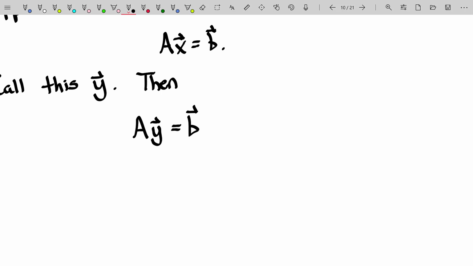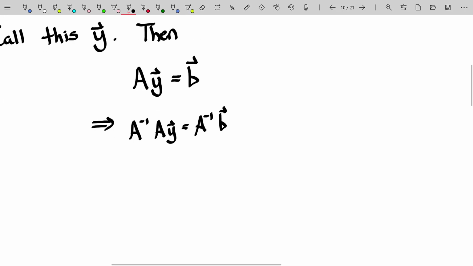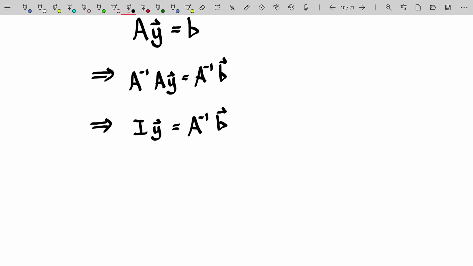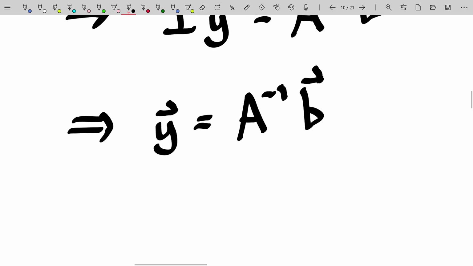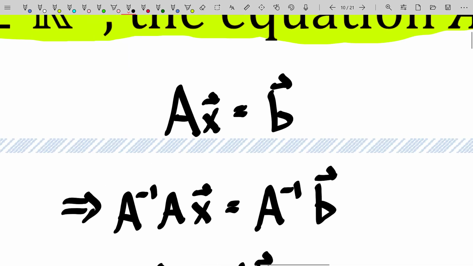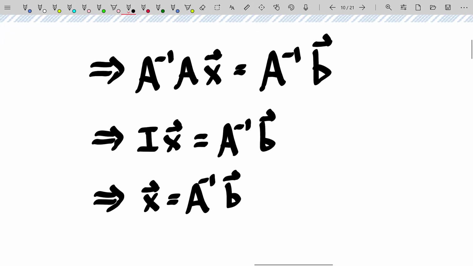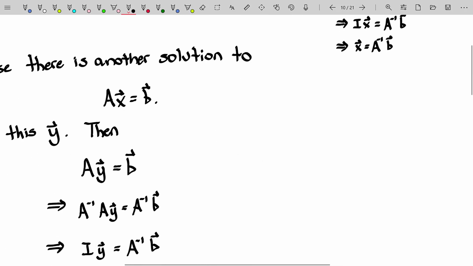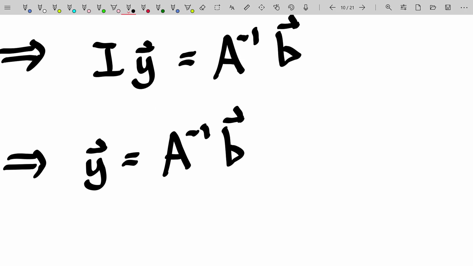Well, then we know that A times Y is equal to B. And by the very same operations that we did before, we can multiply both sides by A inverse. We know A inverse times A is the identity matrix, and the identity matrix times that vector Y is just going to be that vector Y. And we arrive at this point right here, but we already know what A inverse B is equal to, because we've already supposed that AX equals B has a solution X. So up here we've assumed X solves AX equals B, which means that X is equal to A inverse B. But now we're assuming that Y also solves that same equation. And if that's true, then we've proven that Y must also equal A inverse B, which means that Y must equal X, because they're both equal to the same vector, A inverse B.